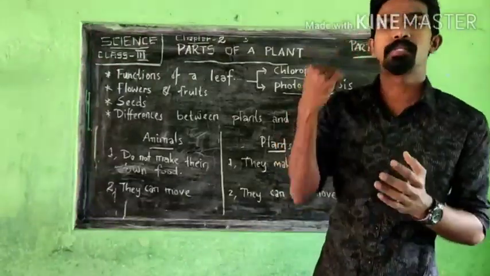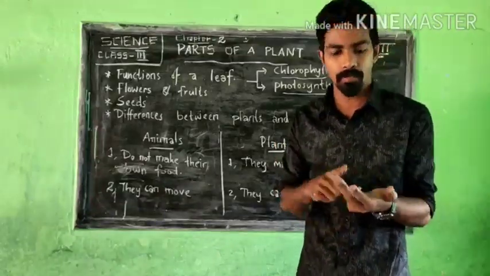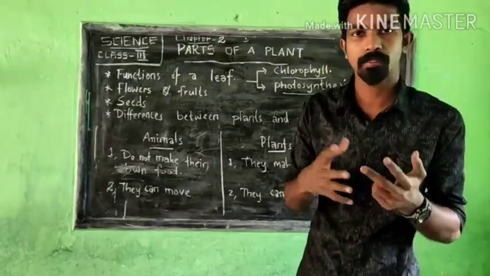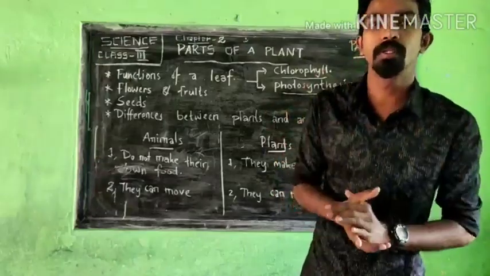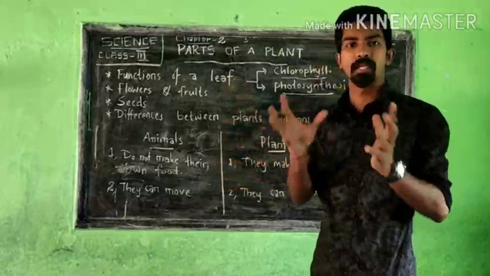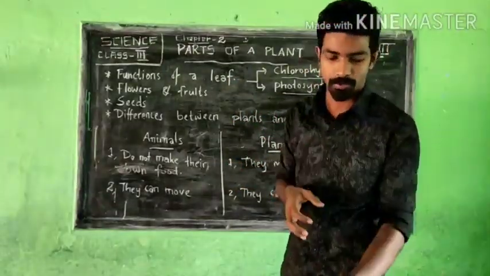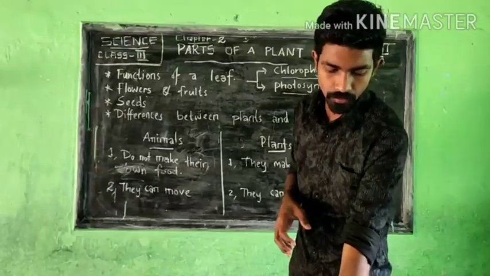From sunlight it gets energy, and with the help of roots the plant gets water and minerals from the soil itself. So all these things are gathered together in the leaf. So the leaf makes food in the presence of sunlight. That is about that one. Just go to the next paragraph.